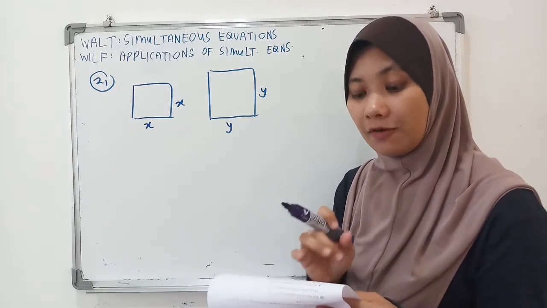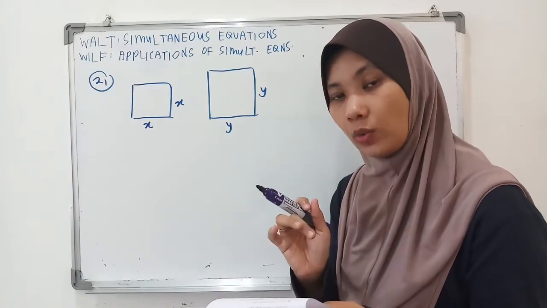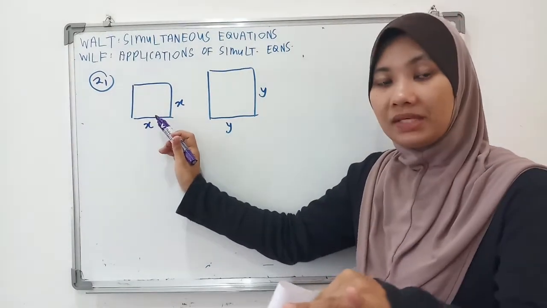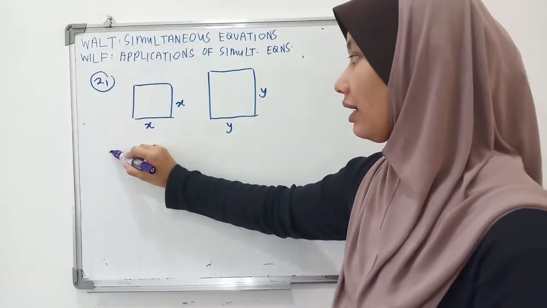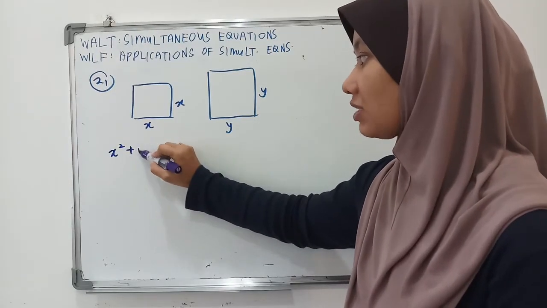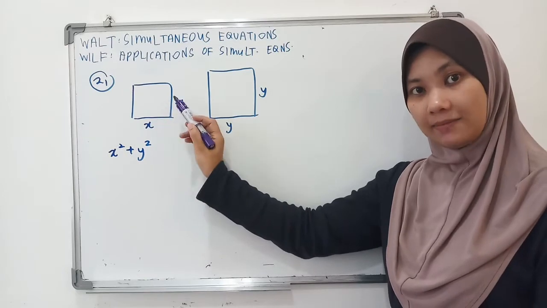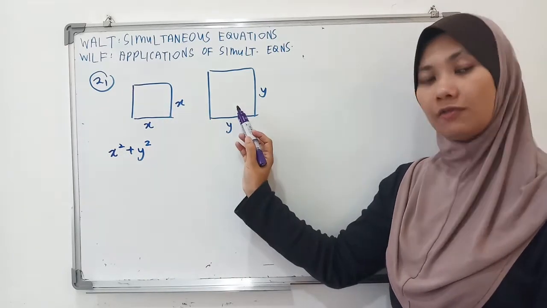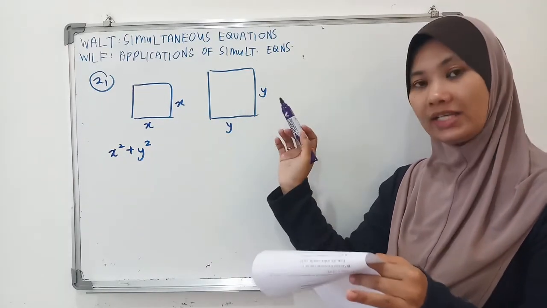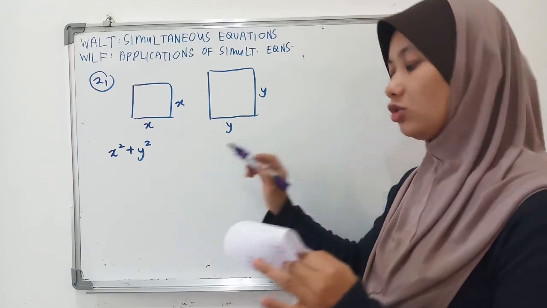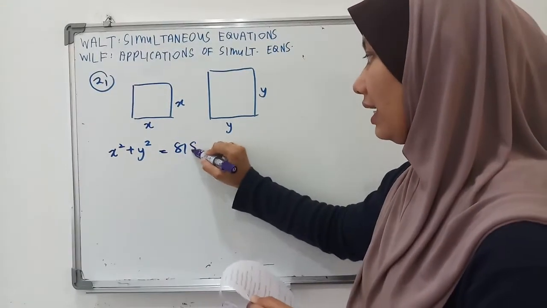The sum of the areas of the two squares. Sum means what? Addition. So x square plus y square. Area of the first square is x times x, which is x square. Area of the second square is y times y, which is y square. The sum of the areas of the two squares equals 818.